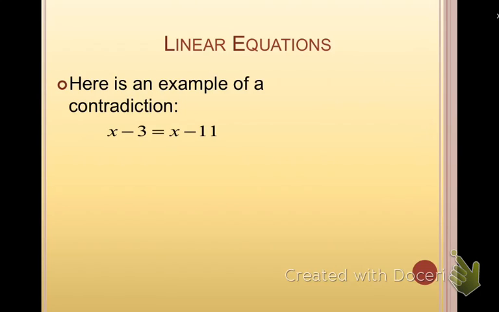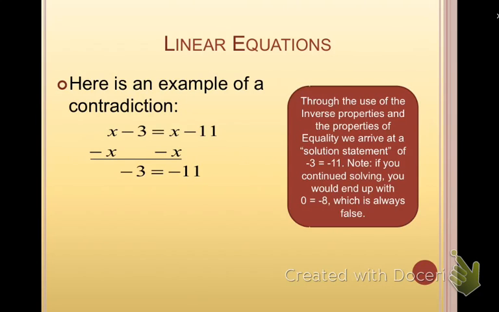Here's an example of a contradiction. x minus 3 equals x minus 11. Now, at first sight, you're not going to know that that's a contradiction. But if we were to go through and solve this equation, the first thing we would do is get all our variables onto one side by subtracting x from both sides. This would leave us with -3 equals -11. -3 does not actually equal -11. This is a contradiction.